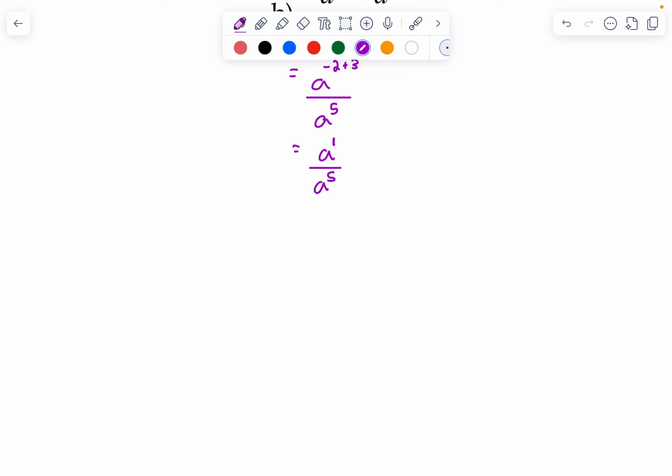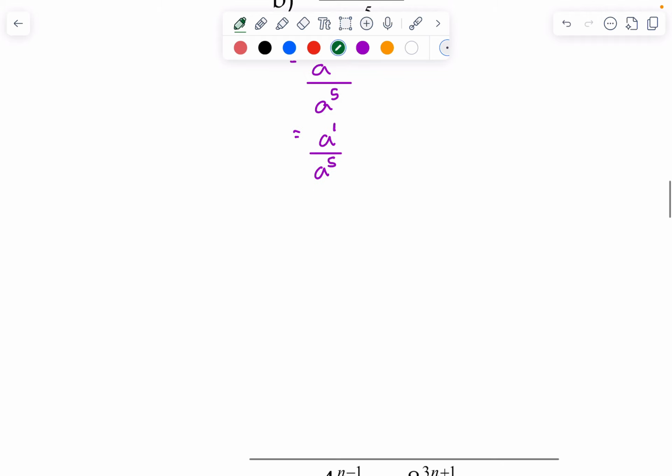Well, I have an a up top and I have an a on the bottom. So I'm going to now subtract my exponents using my division law. So 1 subtract 5, and that would leave me with a to the minus 4. And the problem said leave all answers in positive exponents. So that means we need to deal with that negative, and that tells us take your base and flip it. So this would become 1 over a to the 4.